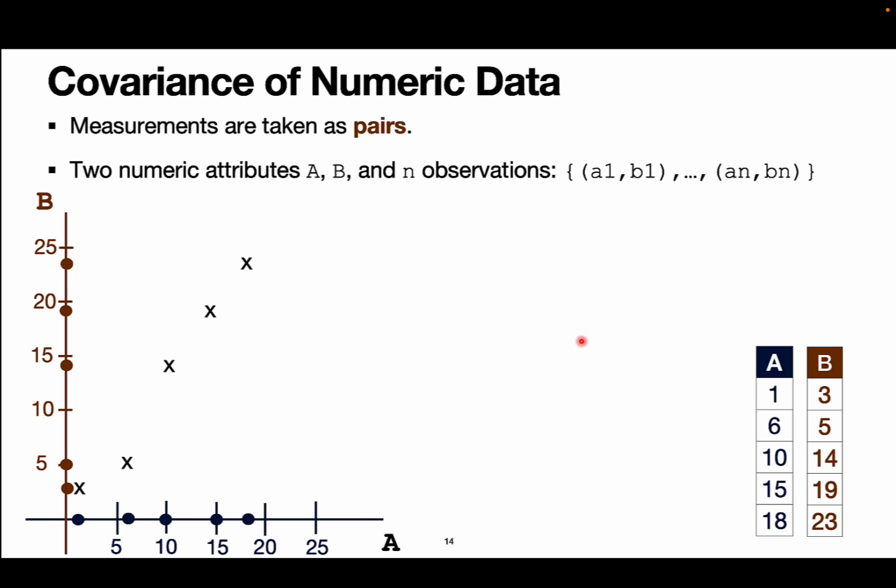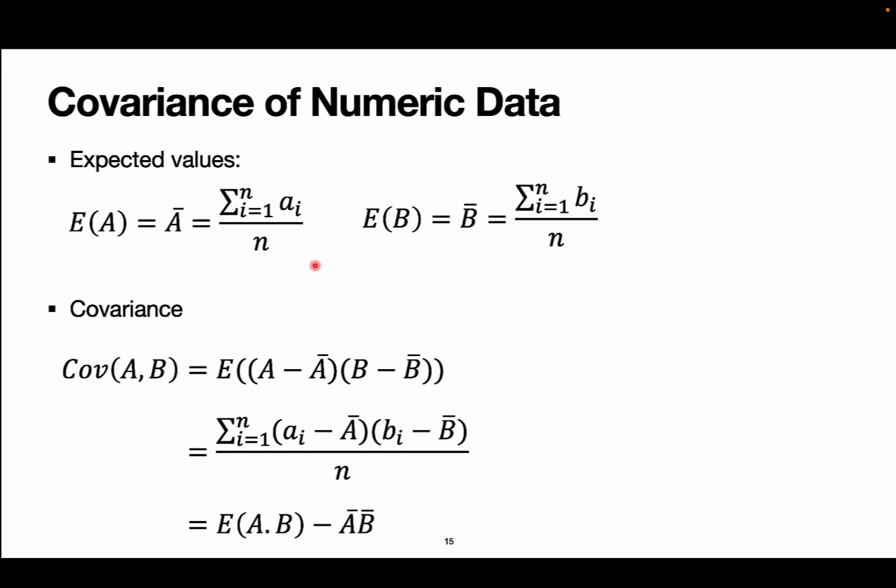To compute the covariance, we measure data as pairs, which means take 1 and 3 together as one observation. Similarly, 6 and 5, 10 and 15, and so on. So we start by finding the expected values for the first attribute, then for the second attribute, then finding the deviations for each observation, multiplying them, and computing the average.